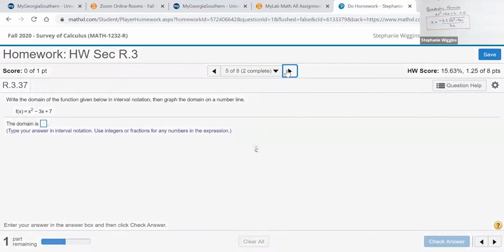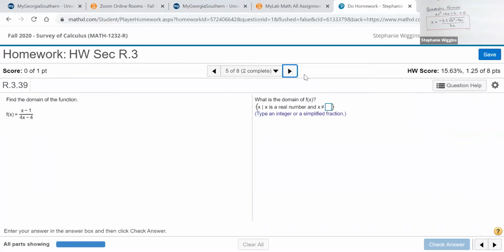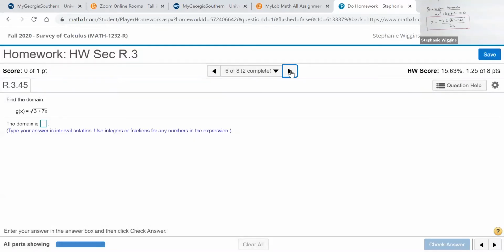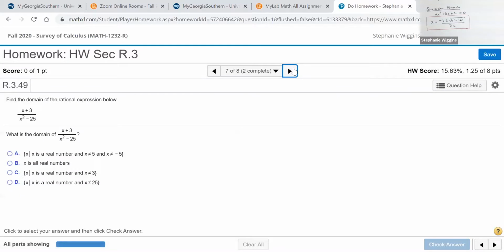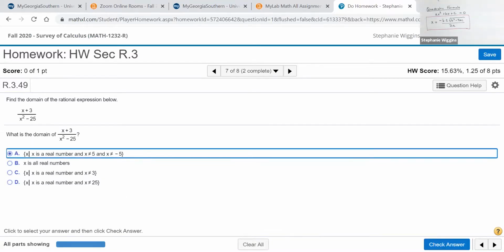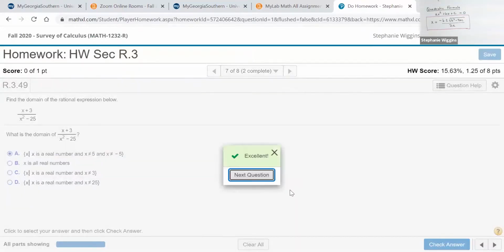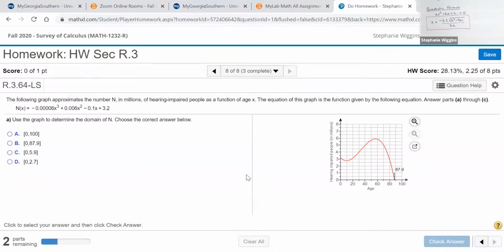Okay, let's see what else. Here's another one with domain. I did one like this in class at the start. Here you have to solve that quadratic. So x should not equal 5 or -5. So that would be, see, notice how they have it in set builder notation. Sometimes they'll have it in set builder, sometimes they'll have it in interval notation.